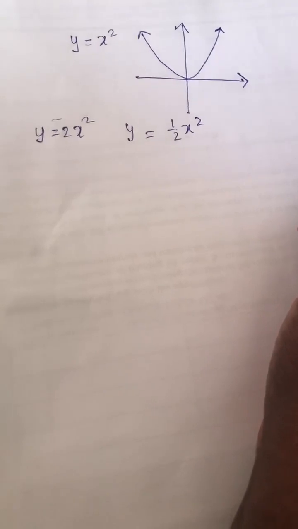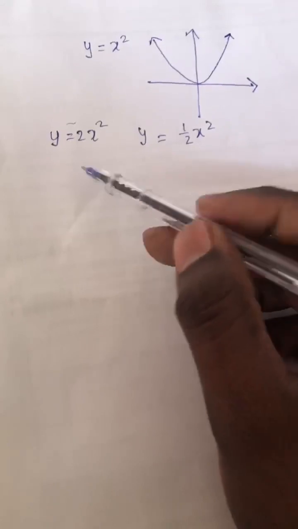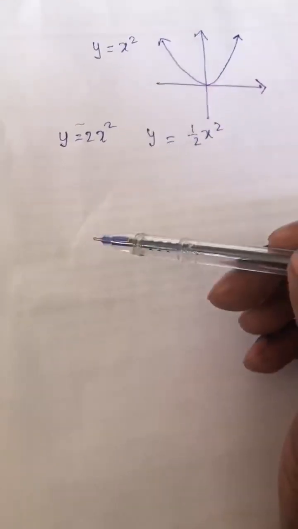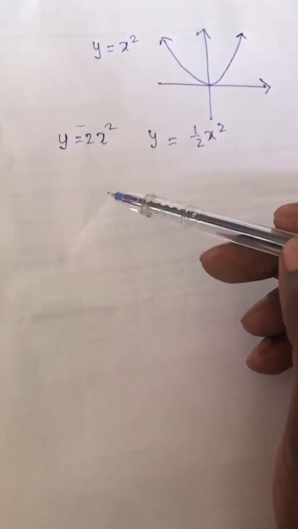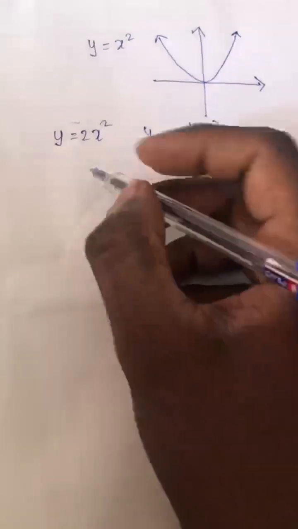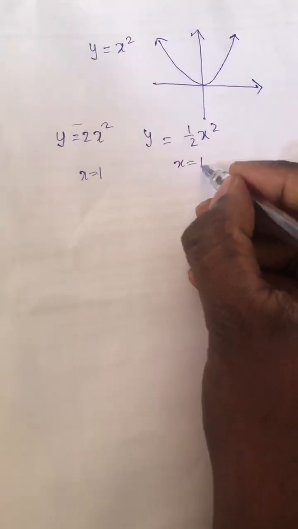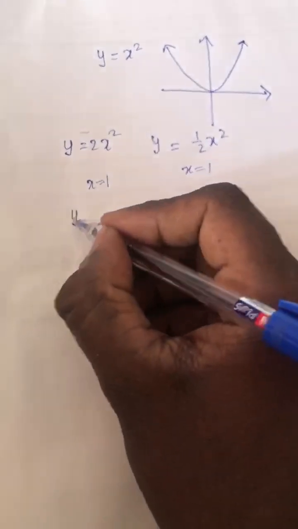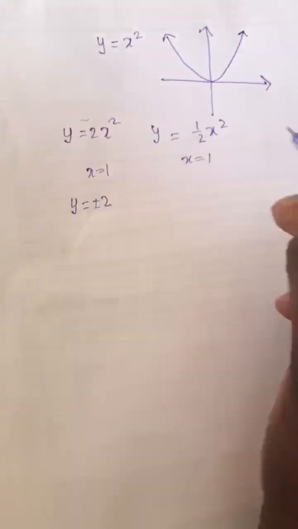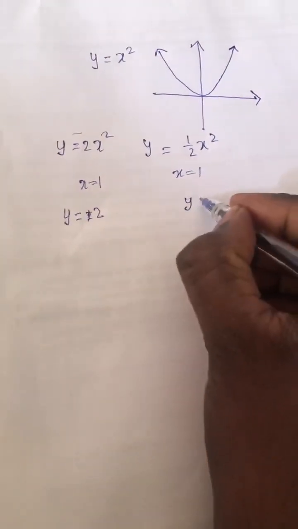So we can see differences between those functions with y equals x squared. Alright, so I'm going to input x equals 1. So we get the value of y: 1, 2, and y equals half.